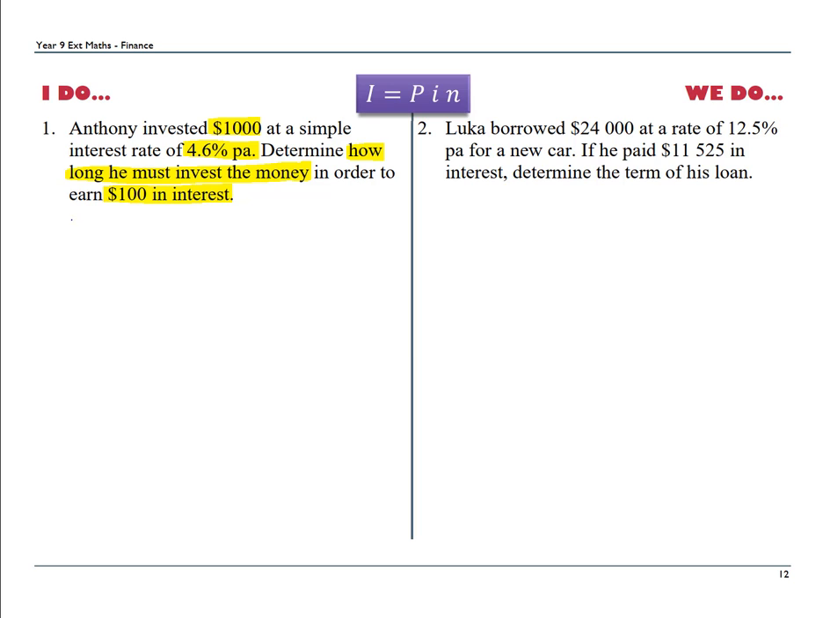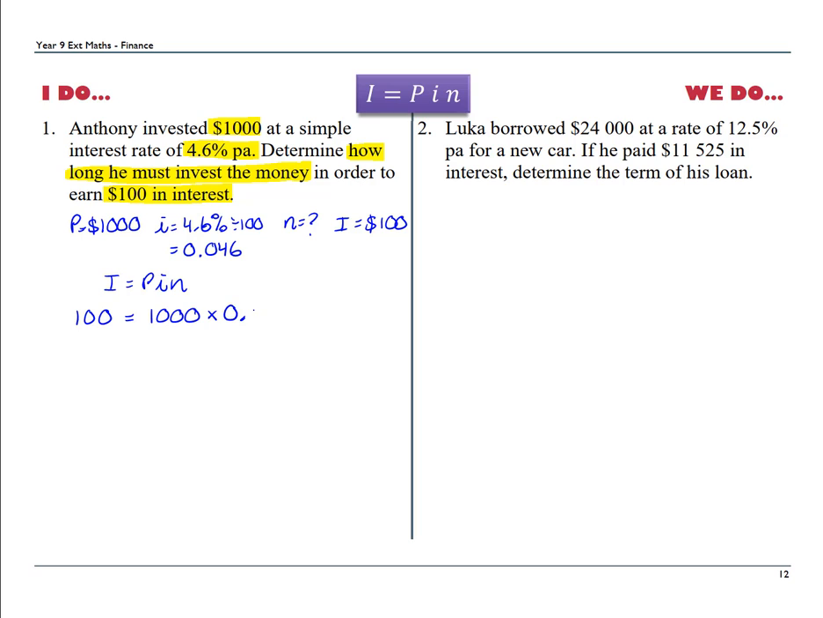So let's write down what we have. Our principal is $1,000. Our interest rate is 4.6%, which we divide by 100, 0.046. We don't know our N, but we do know that our interest is $100. So write our formula, I equals PRN. Substitute in what we know. 100 is 1,000 multiplied by 0.046 multiplied by N.